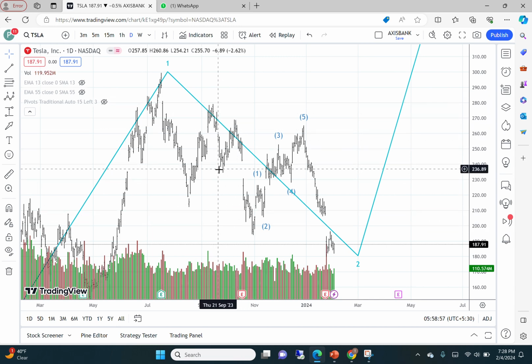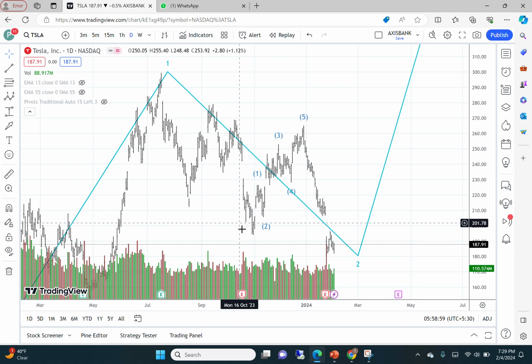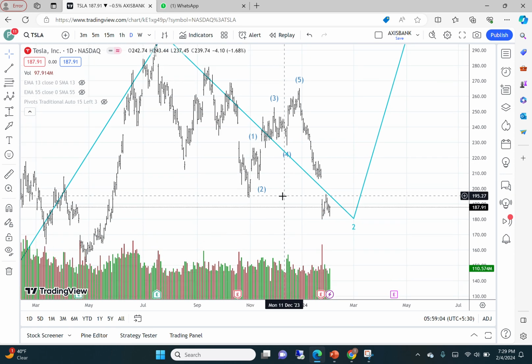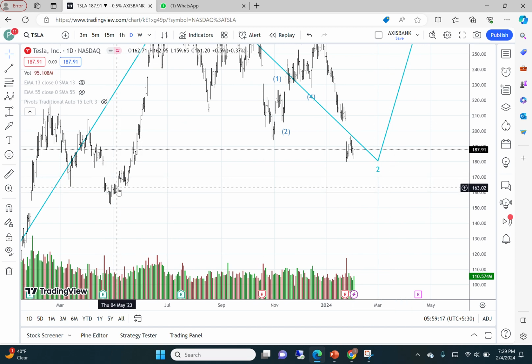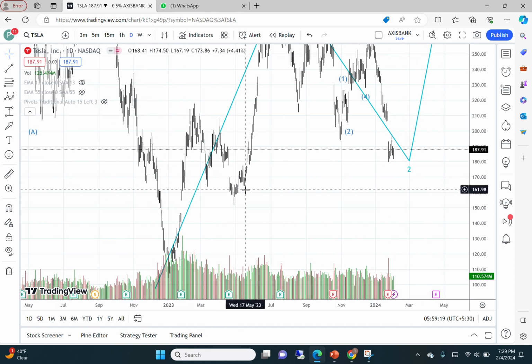This is 0, 1, 2, 3, 4, 5. That's why I was hoping that if we don't come down below 193, then this will be the run. But the results came, they were not satisfied with the guidance for 24, and it started coming down. So what I'll be looking is this point. This one was the 0, 1, 2. This one was the termination point of the wave 2 over here.